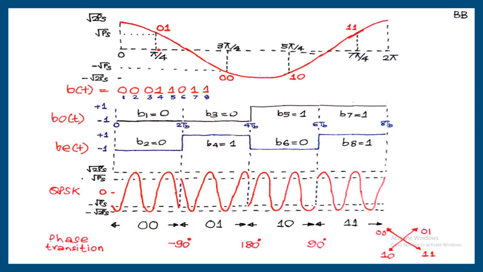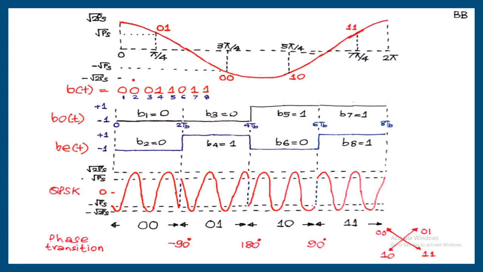Root 2 Ps cos omega 0 t plus pi by 4, 3 pi by 4, 5 pi by 4, 7 pi by 4. So for the 0 1 combination, the signal is going to start from this point. For 0 0, this will be the starting point. For 1 0, this will be the starting point, and for 1 1, this will be the starting point.